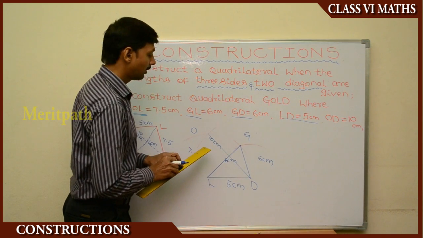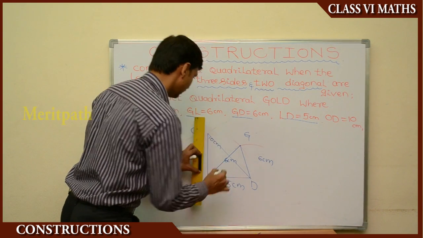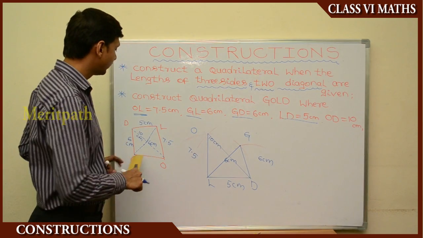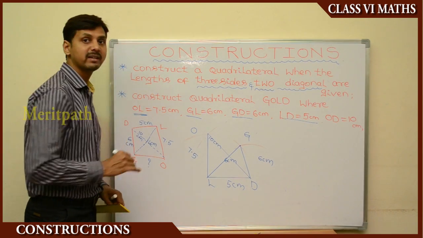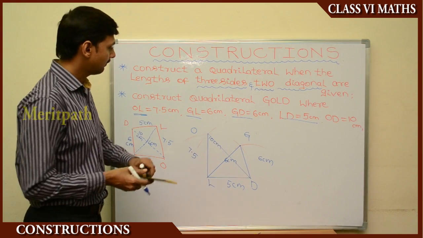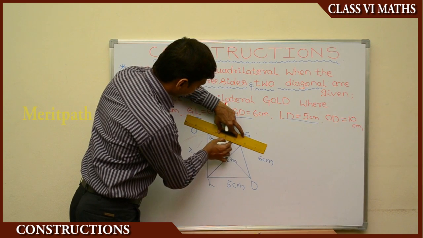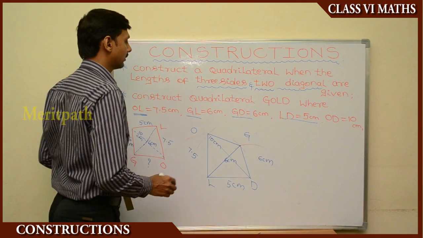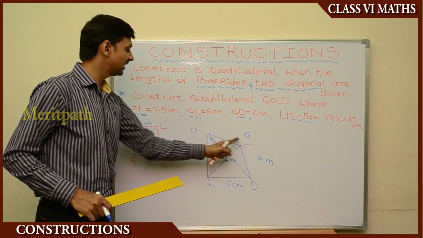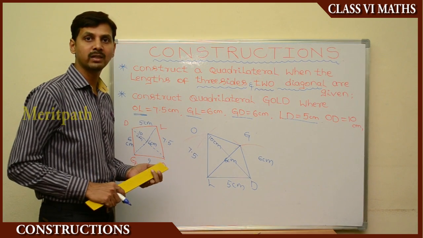Then after, let's join this OL. OL is this one. So finally, we don't have the OG. Actually, we don't know the measurement of OG. So we can join these two vertices. Let's join this OG without knowing this measurement. We join this OG. So finally we got the quadrilateral GOLD using the two diagonals. So let's go to the next one.